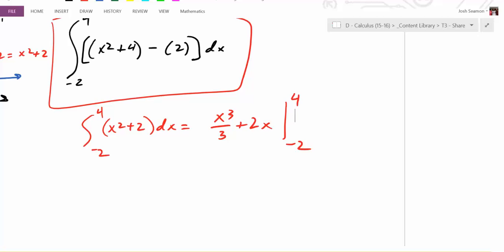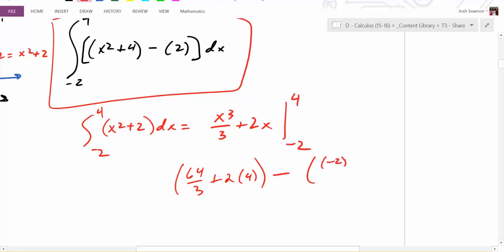It's one little tiny horizontal line. The minus part, actually. Because you have to subtract this, right? So what is this going to be? It's going to be 64 over 3 plus 2 times 4 minus negative 2 cubed over 3 plus 2 times negative 2. Are there lots of places to get the negative wrong?